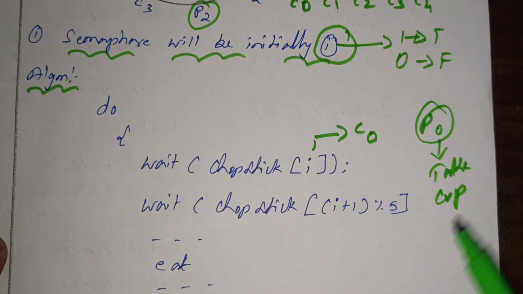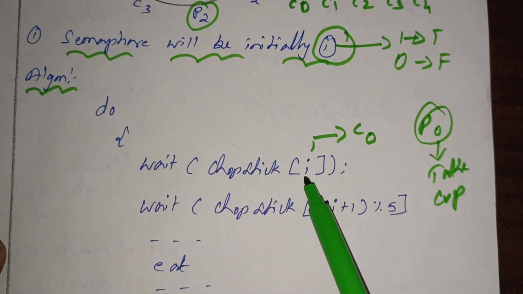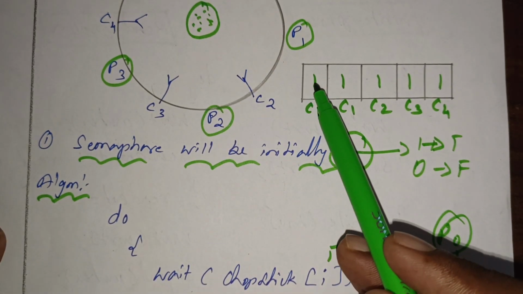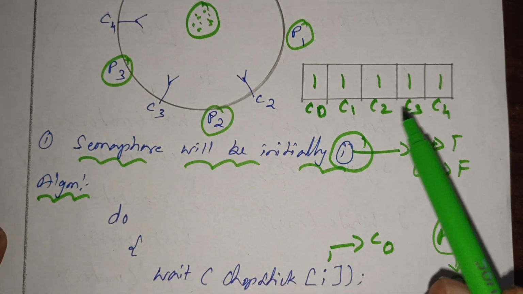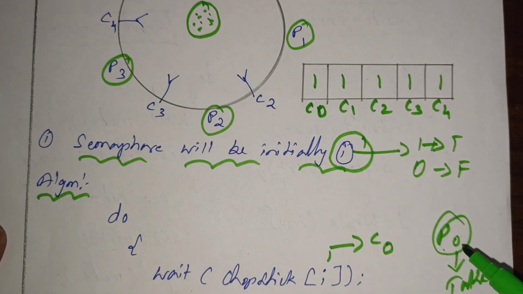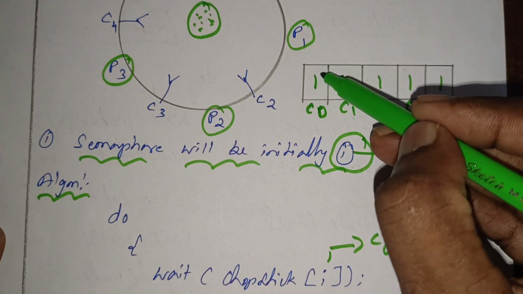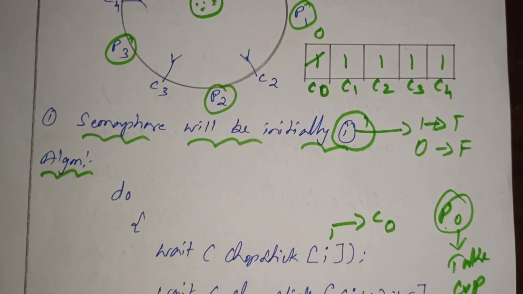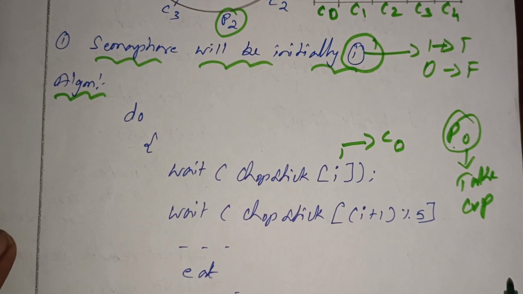So now the philosopher checks that, and if chopstick of I, that is C0, is free, say for example what we have mentioned here, initially all the values will be 1. So if P0, that is philosopher 0, has taken this chopstick, now the value will become 0. I hope you understand how it is happening, right?